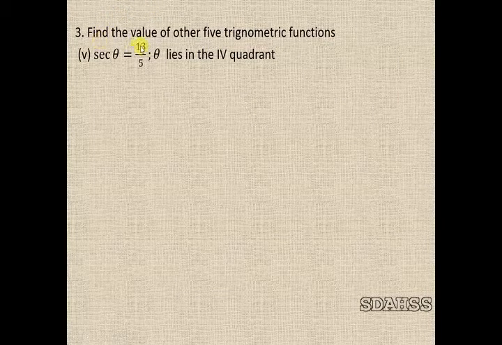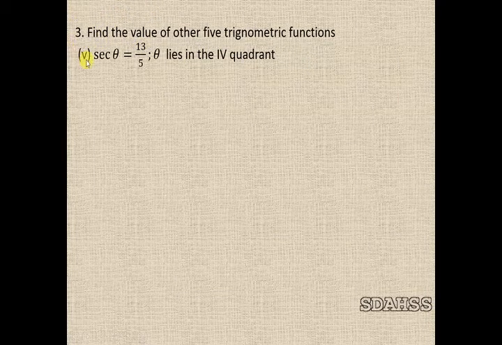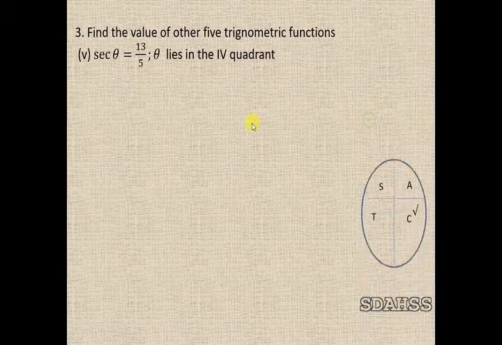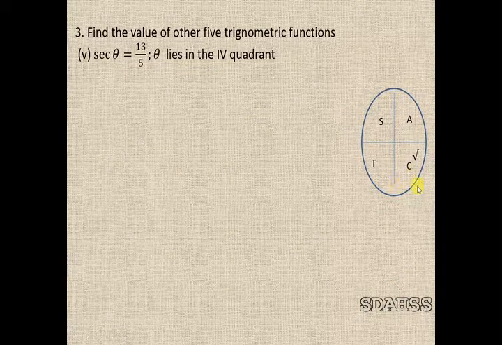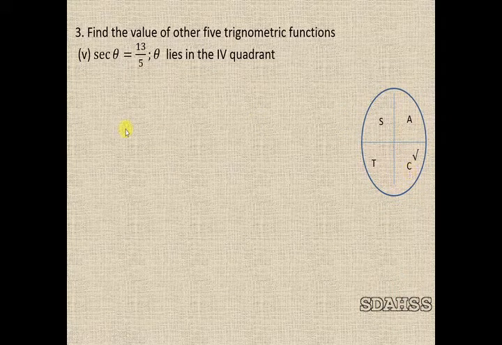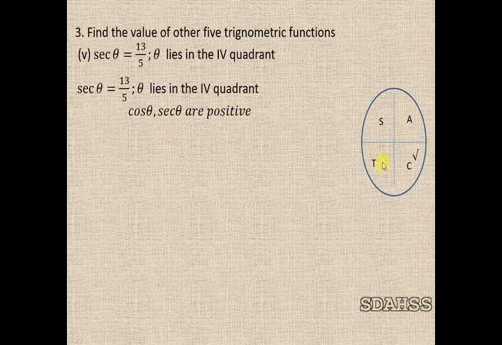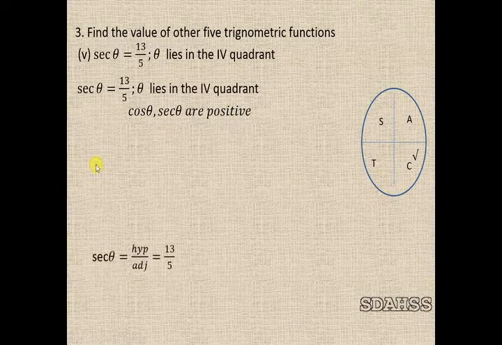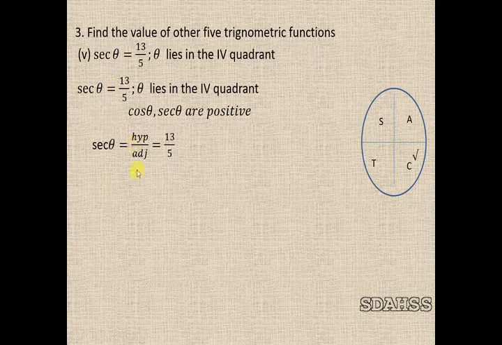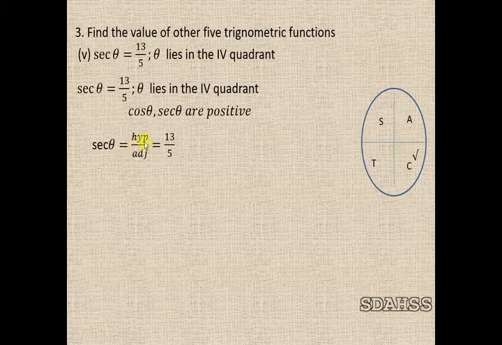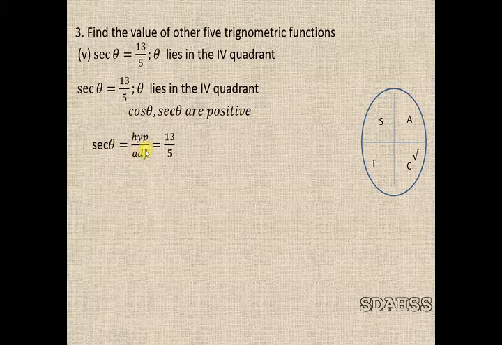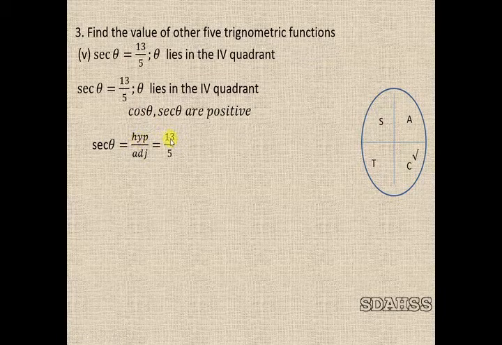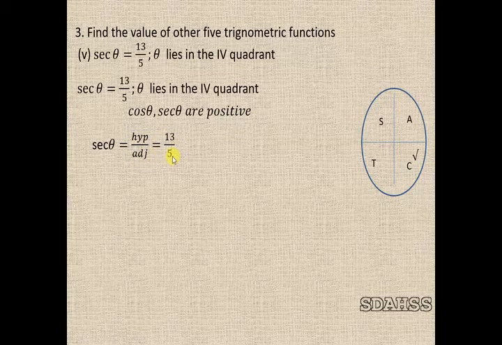Third sum, find the value of the other 5 trigonometric functions. Subdivision 5: secant theta is equal to 13 by 5. Theta lies in the fourth quadrant. In the fourth quadrant, cos theta and secant theta are positive. Secant theta means hypotenuse by adjacent, which is equal to 13 by 5. Here hypotenuse is 13, adjacent side is 5.